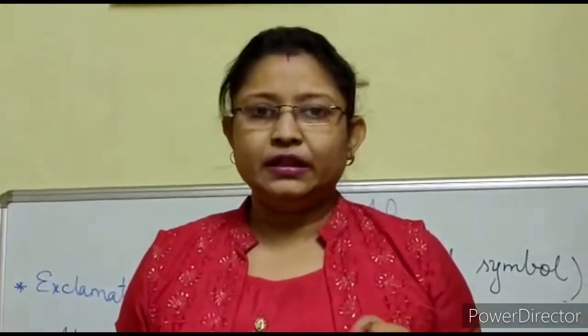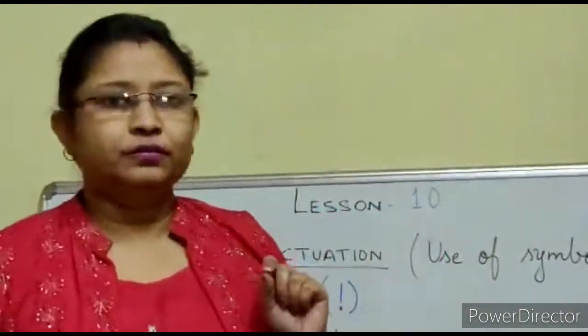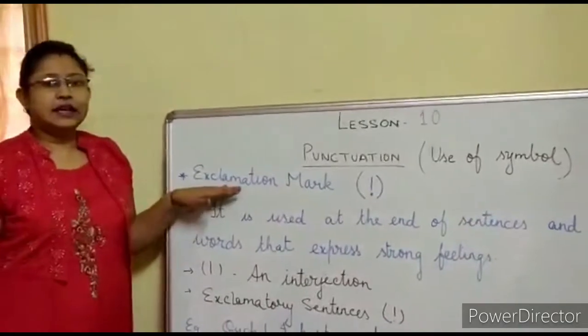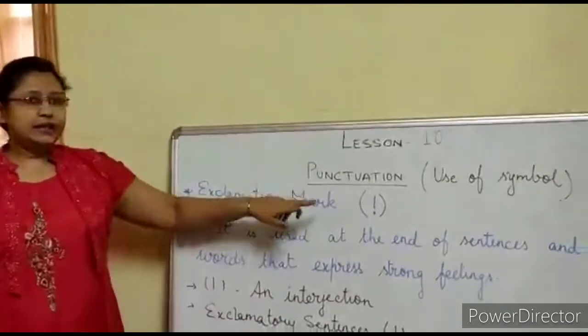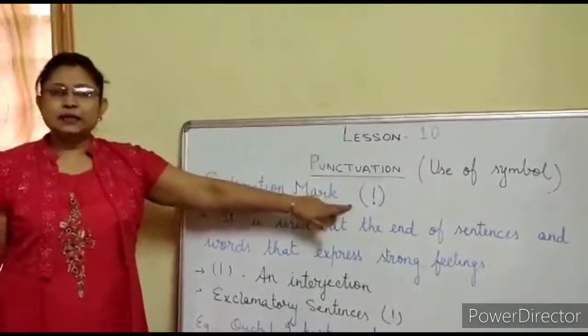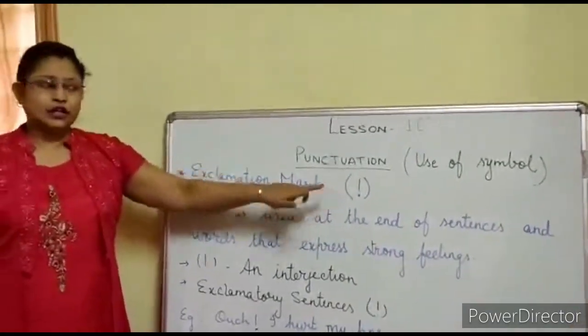Now, the second punctuation mark which you will be studying today is exclamation mark. Exclamation mark is generally expressed through interjection. And the sentences which have this exclamation mark, they are called exclamatory sentences. Now, have a look at the board. The second mark is the exclamation mark. And this is the symbol, students. A line and a dot at the end. This symbol is called as interjection.